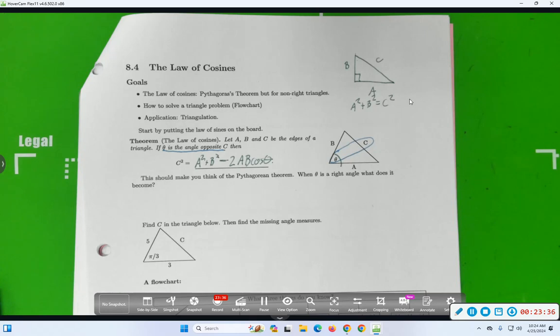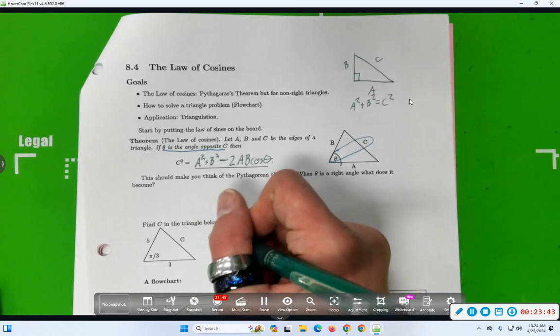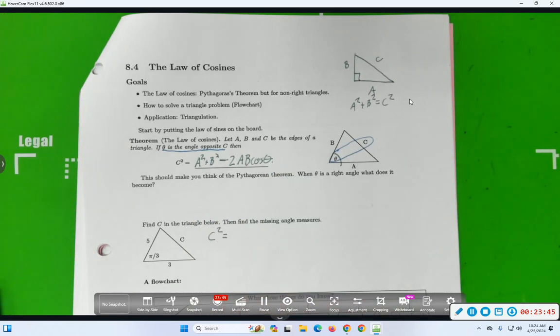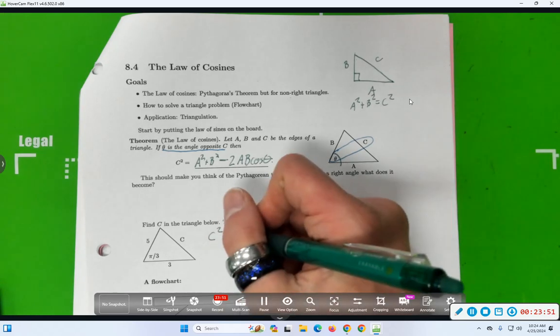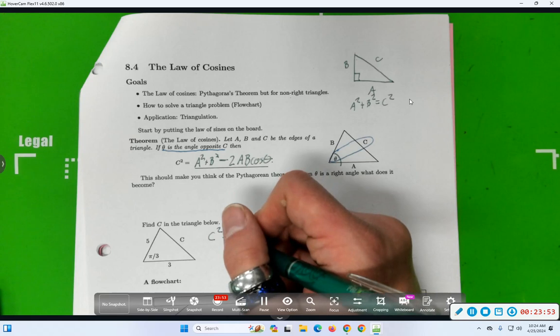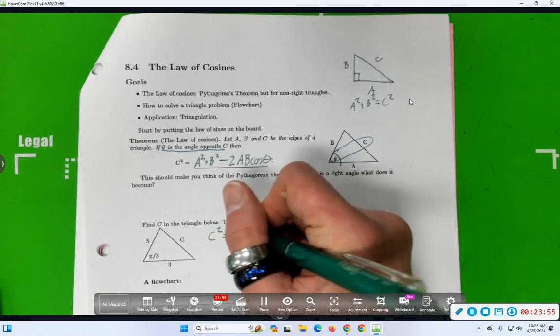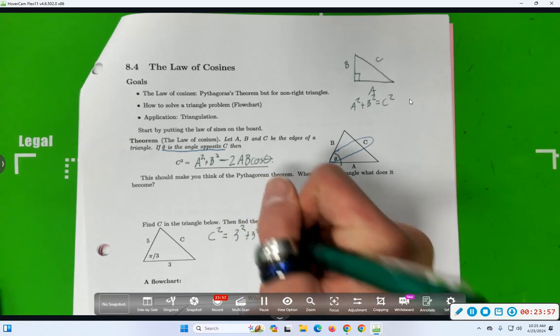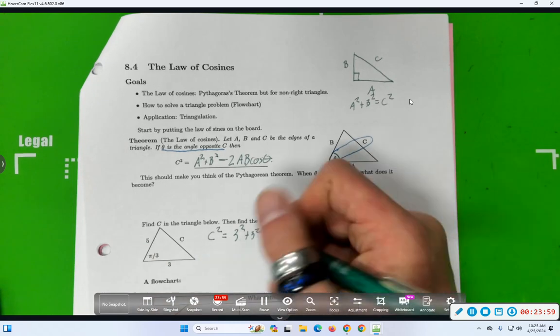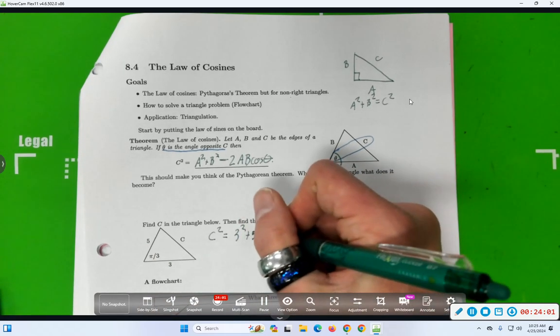So, let's do it. I guess maybe I'll start with this. C squared equals, and then you're all writing, but tell me what to write. C squared equals 3 squared plus 5 squared, because there is side, side. Oh, that's a really bad 5.